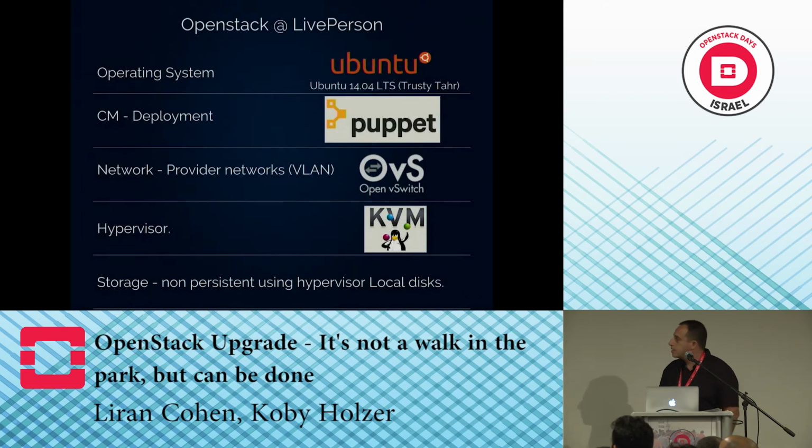Some more details. The operating system is Ubuntu 14.04 currently. Our configuration management is Puppet. Puppet is end-to-end in LivePerson. We do everything with Puppet, the applications, the deployment of the OpenStack. Everything is done with that. Our network provider is Open vSwitch. We use the physical network switches with VLANs. Our chosen hypervisor is the out-of-the-box KVM. And our storage is non-persistent. We're using the local disks on the hosts of the clusters.